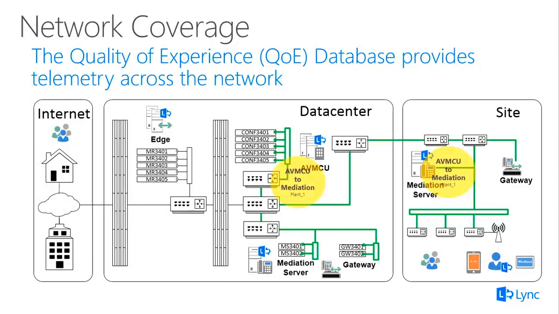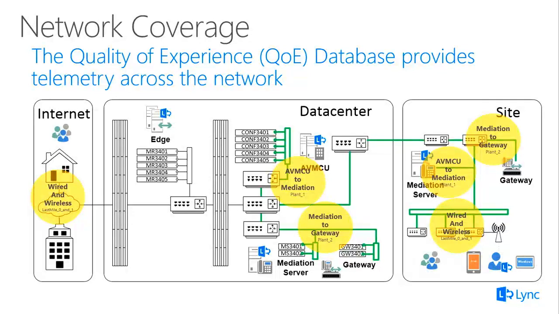So if we start by looking at server-to-server streams, as we call them, we have 2 queries, one for AV MCU to mediation, and one for... it's the same query, but it's just showing where they are running. So this one will pick up all streams between mediation servers and AV MCUs. Then we have another query showing mediation servers to gateways, to PSTN gateways.